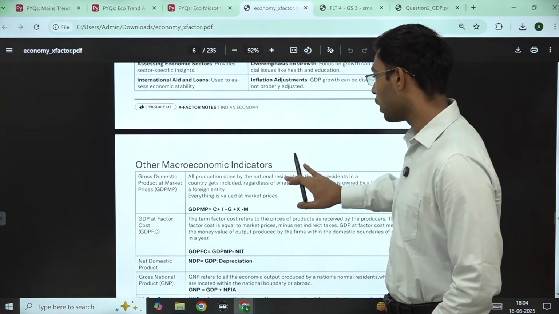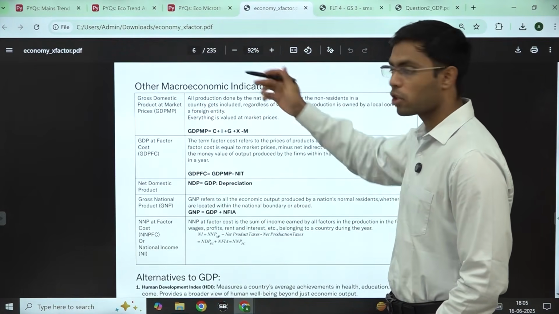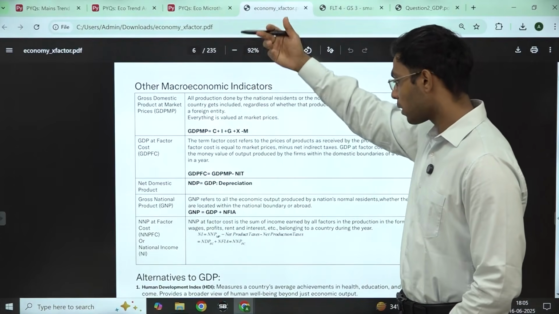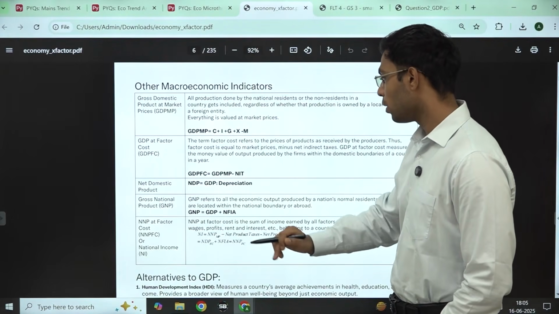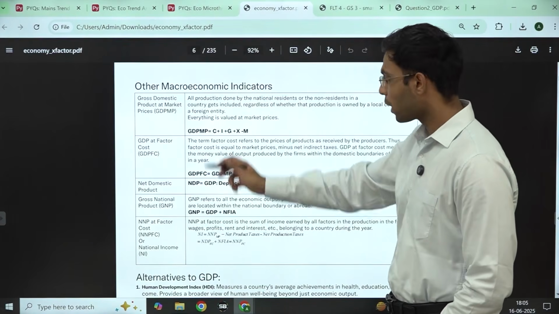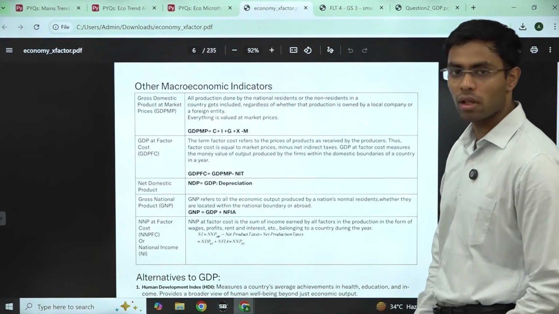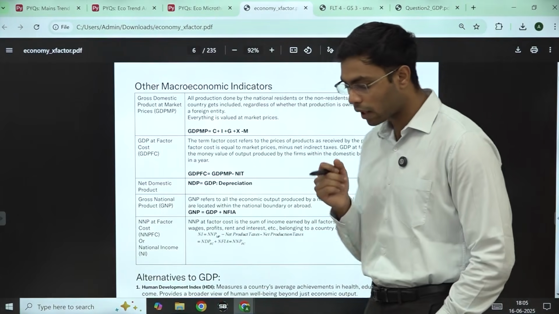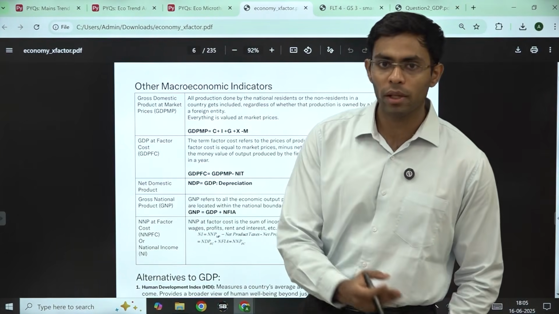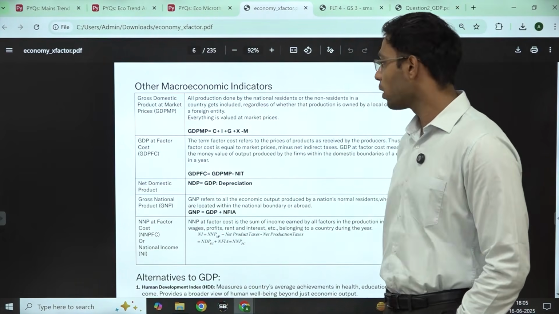Other macroeconomic indicators are also something that we must study, like I mentioned, budget, BOP, etc. NDP, GNP, they might ask you what is this, how is it calculated. These formulas are sometimes nice to use in this paper. Like I said, GS3 is very technical in nature. It needs a shade of economics to bring out the examiner and give you marks, right?